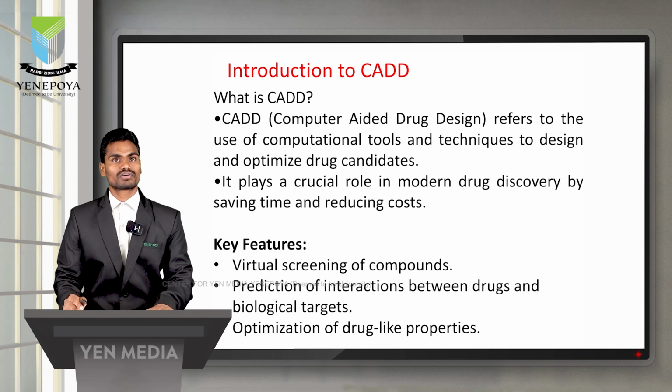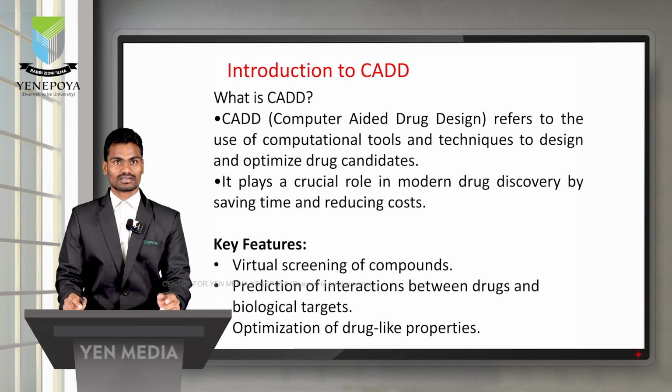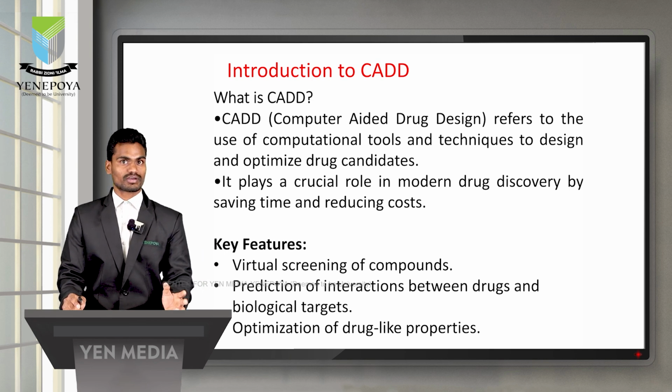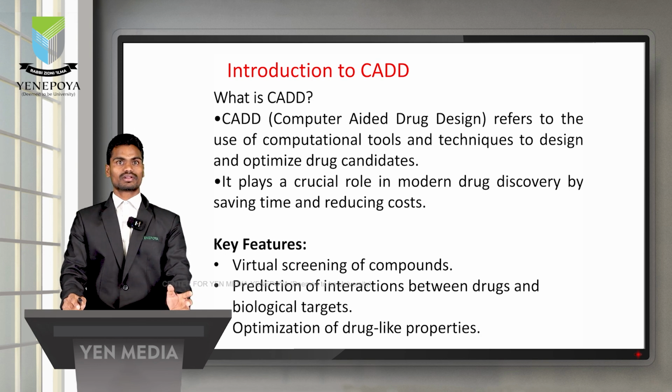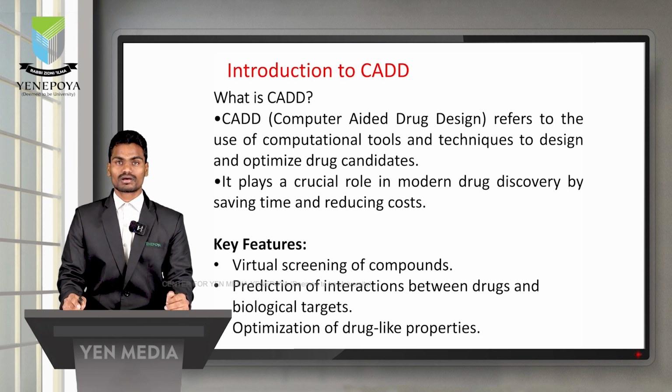But after the development of computer aided drug design, the scientist's work has been made easy. In which way? We use computational tools to design the drugs with the knowledge of the background history, like we have a lot of chemical libraries as information. Based upon that knowledge, we go for drug design. And in CAD, three key features are there. The first one is virtual screening of compounds, the second one is prediction of interaction between drugs and biological targets, and the third one is optimization of drug chemicals.